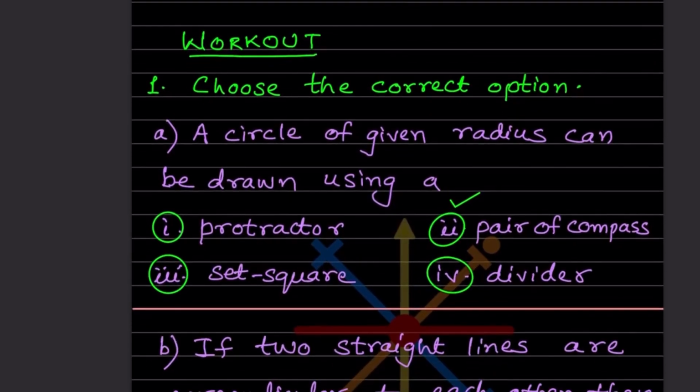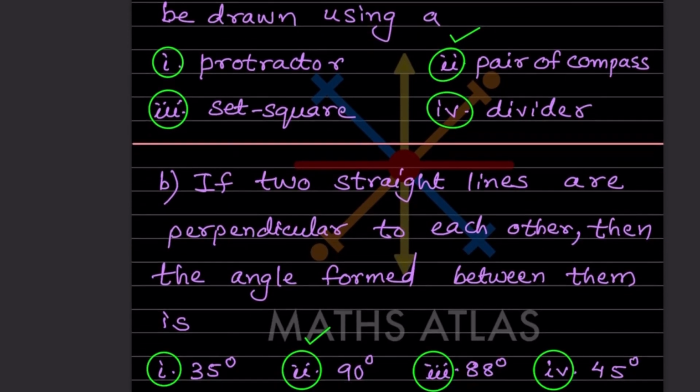So let us see this first question over here, choose the correct option. A circle of given radius can be drawn using, how will you draw this circle? With the help of a pair of compass. This is the correct option.